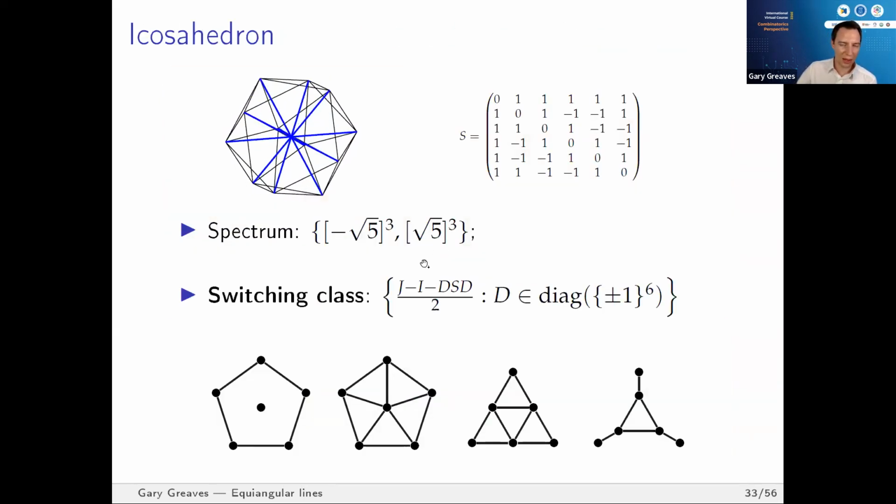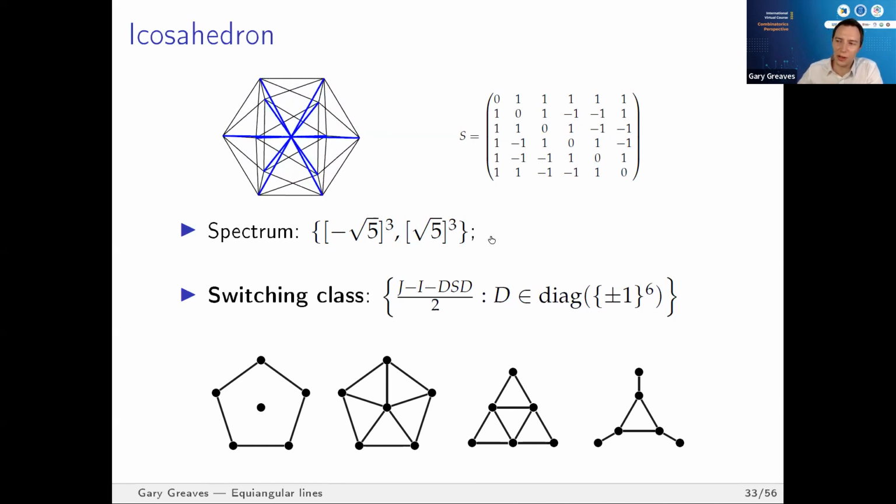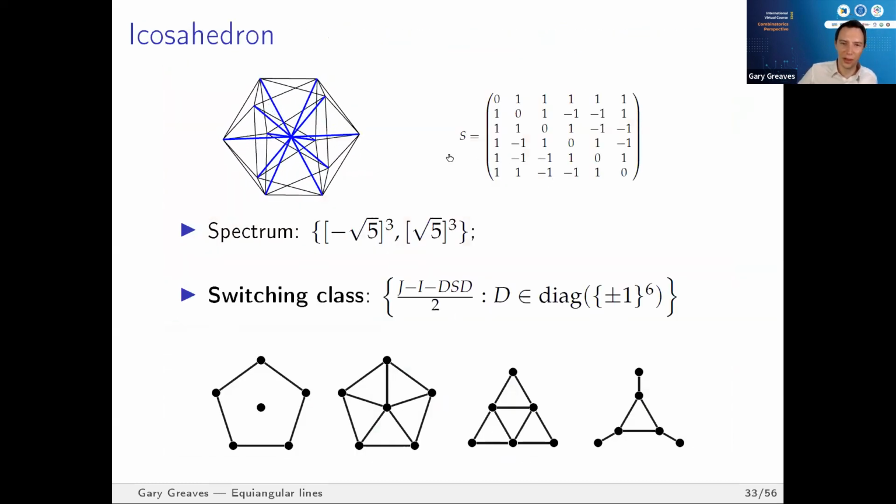So to see this in action, again, we'll go back to a picture of our icosahedron. This is our 6 lines in dimension 3. This is the Seidel matrix, and we saw it has these 2 eigenvalues, minus square root 5 and square root 5. Now, to talk about connections with graphs, we have to be a bit careful with what we mean. In the previous slide, I was talking about how you have an adjacency matrix A, and then you go to a Seidel matrix by J minus I minus 2 times A. That's one way you can pin down a graph.